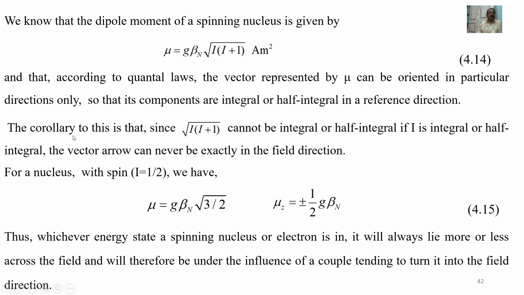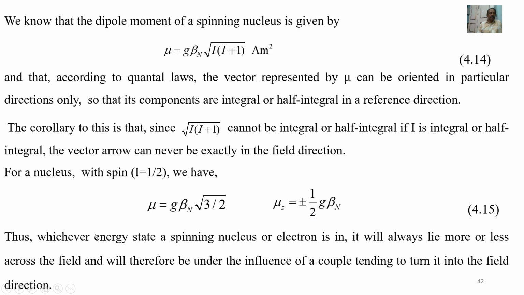The corollary to this is that since root of I into I plus 1 cannot be integral or half integral, even if I is integral or half integral, the vector arrow can never be exactly in the field direction. For a nucleus with spin I equals 1 by 2, we have the dipole moment mu equals g beta n root of 3 by 2, and the component of the dipole moment mu z equals plus or minus 1 by 2 g beta n.